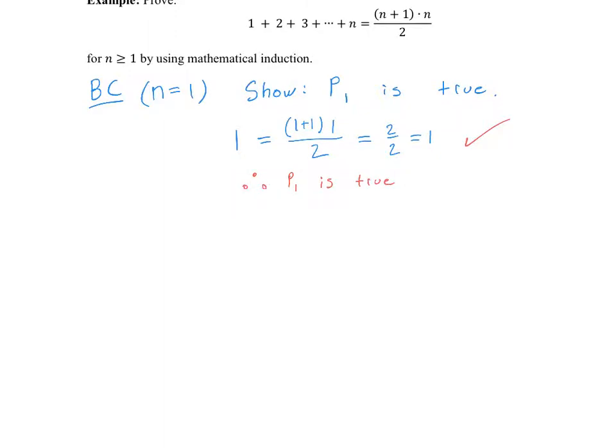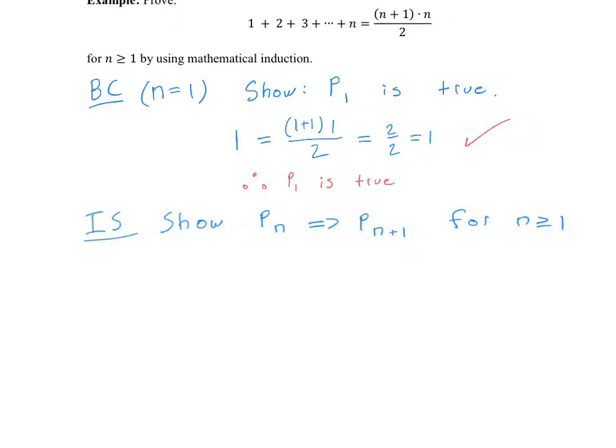So I'm going to write down IS for the inductive step, and I'll again write down what we're trying to do in the inductive step. So here I want to show P sub n implies P sub n plus 1 for n values that are bigger than or equal to 1.